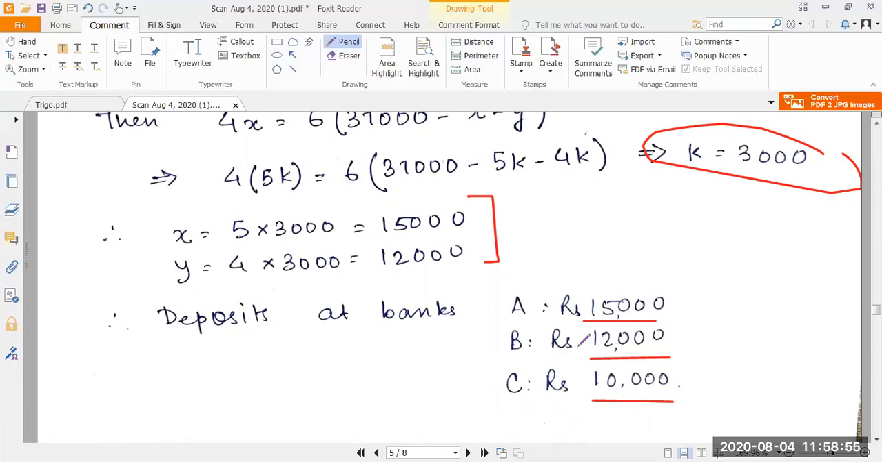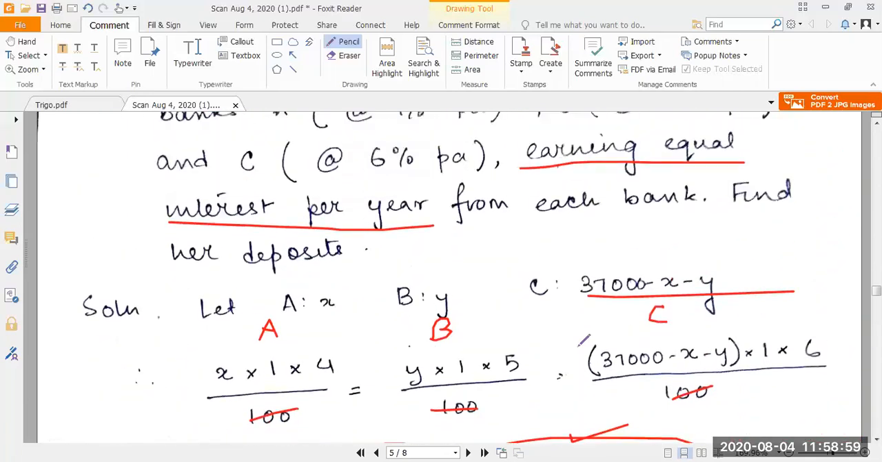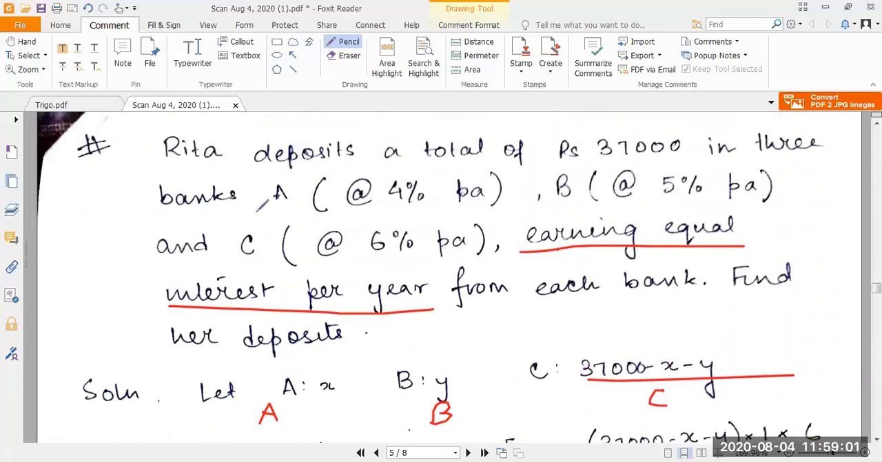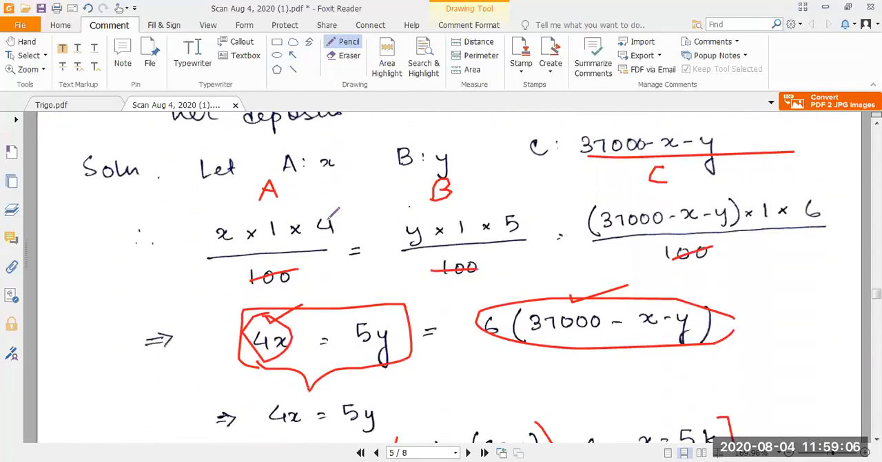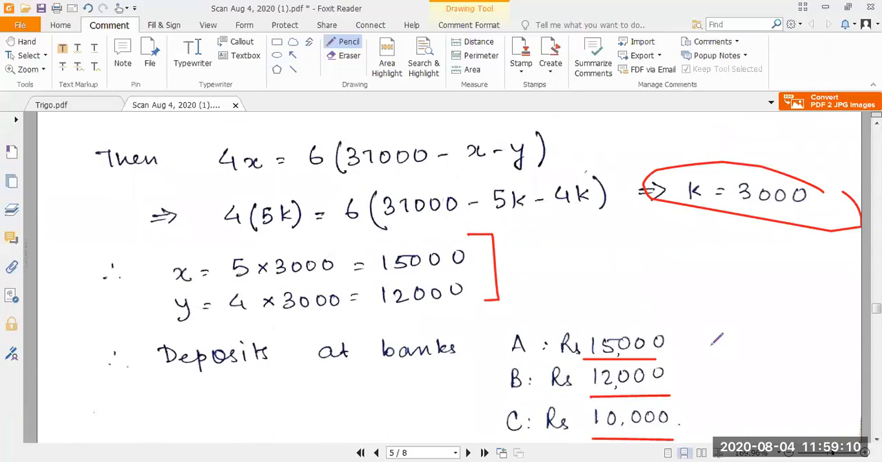Another point that you can see is, the interest rate was the highest at C, then it was at B, and it was lowest at A. What she did is, she invested the most money at bank A, which gave her the lowest interest rate. She put a moderate amount of money at bank B, which gave her a moderate interest rate. And she put the lowest amount of money at bank C, which gave her the highest interest rate.